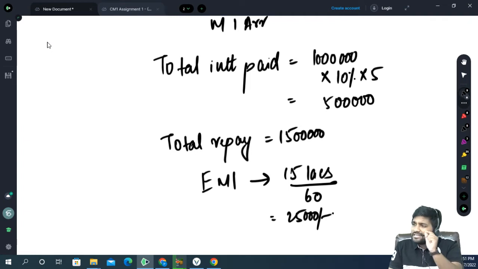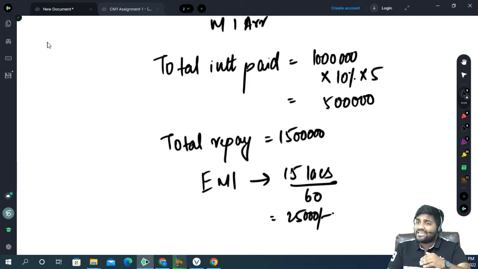Now, what is the defect in flat rate? They are saying the interest will be charged on the whole loan amount for the whole term of the loan. So they are not considering the gradual repayment of the loan. Like, at the start the loan amount is 10 lakhs. But during the entire term of the loan, is the loan outstanding 10 lakhs? No. So the interest should be charged on the balance remaining amount, but they are charging interest on the whole of 10 lakhs. Okay. This is the first defect.